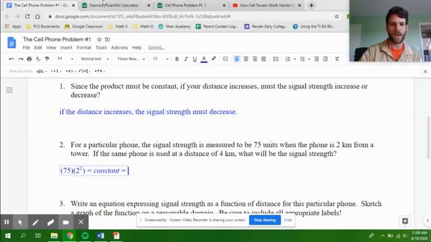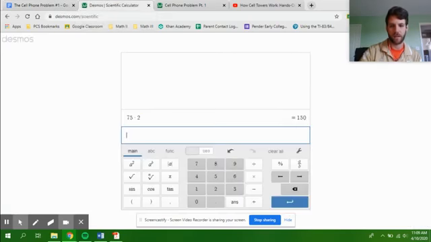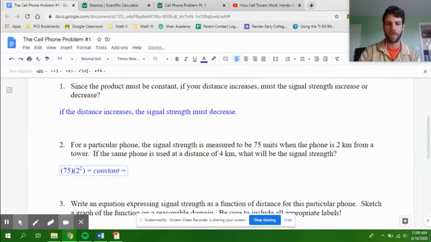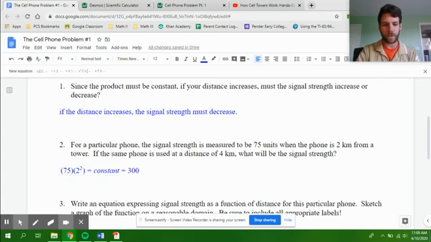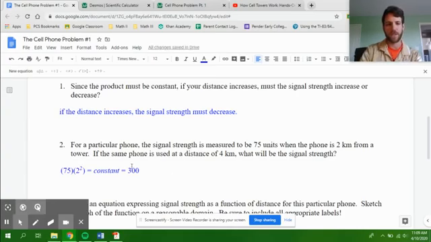If we put that into our calculator and do 75 times 2 squared, we get an answer of 300. So it turns out for this problem that our constant is equal to 300. Now that 300, as the name suggests, is not going to change at all. So let's look at the second part of the question. If the same phone is used at a distance of 4 kilometers, what will the signal strength be?